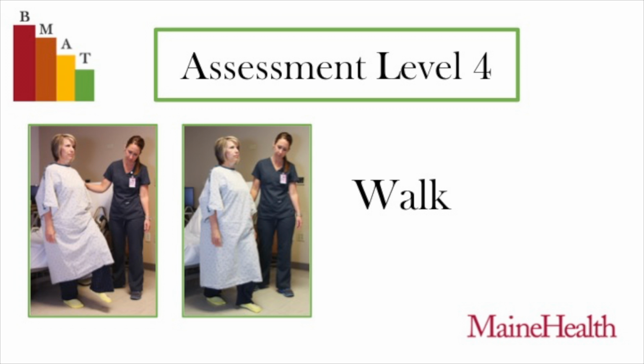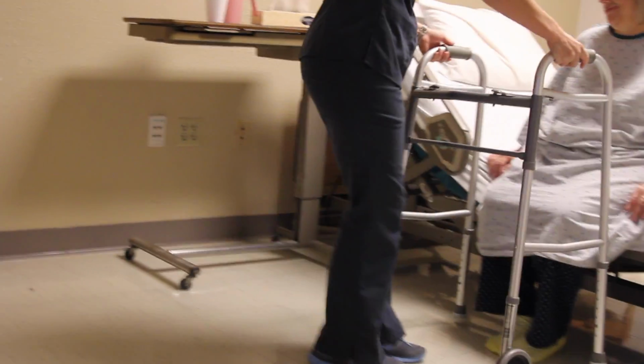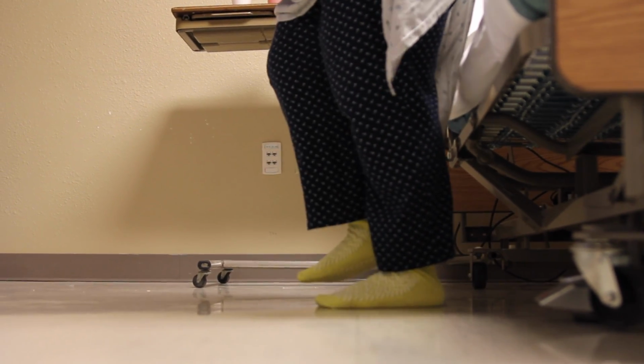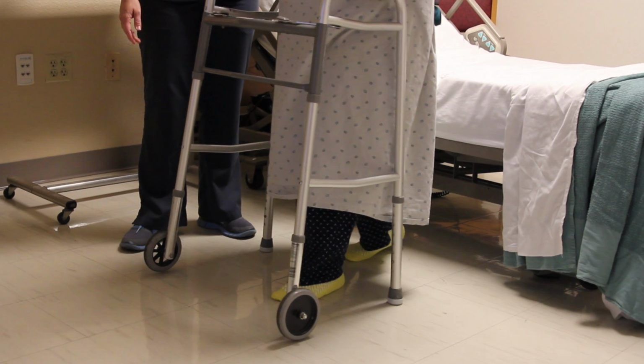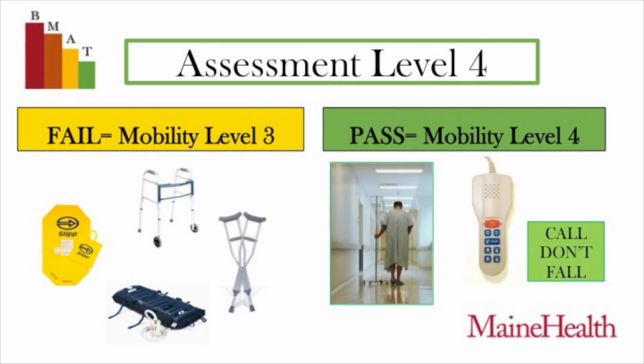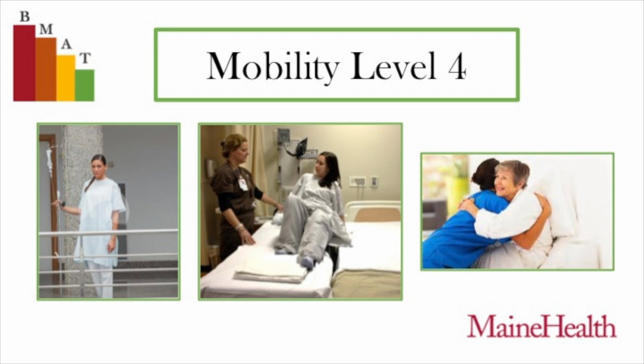Assessment level 4, walk. At this point, if your patient uses a walker, cane, or crutches, obtain them at this time. Ask your patient to march in place, ensuring that each foot clears the floor. Then, step forward and step back, repeating with each side. If your patient is unable to complete the tasks of assessment level 4, or if your patient requires the use of a walker, cane, crutches, or other assistive device, your patient is considered mobility level 3. If your patient passes the tasks of assessment level 4, your patient is considered mobility level 4.